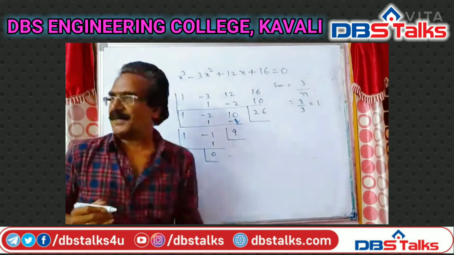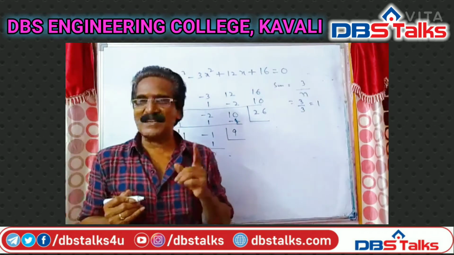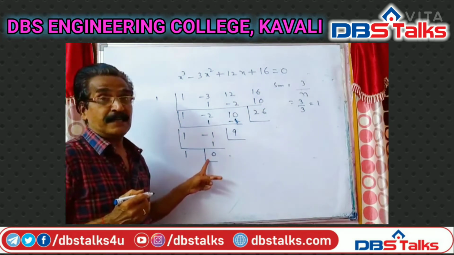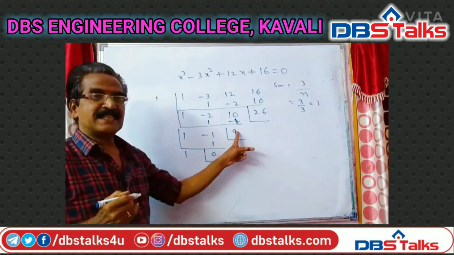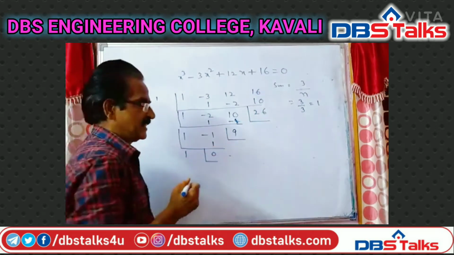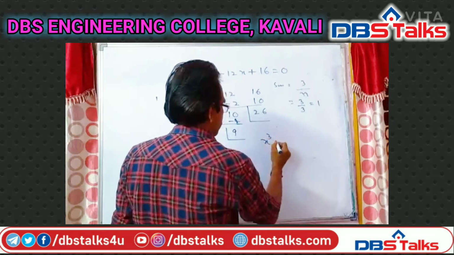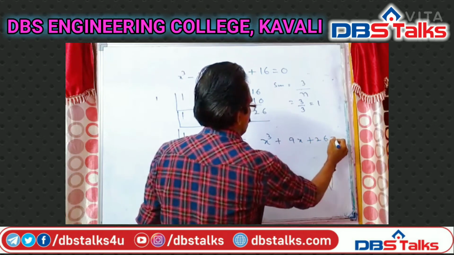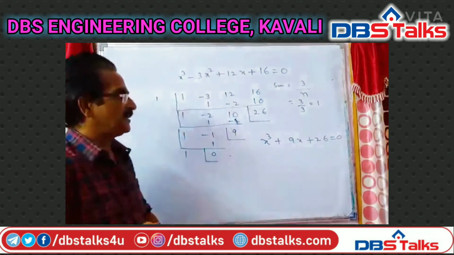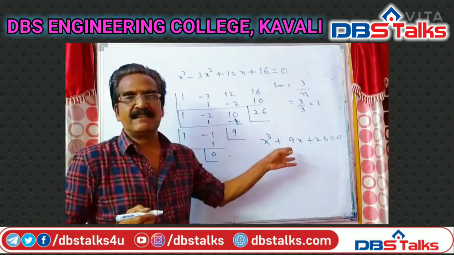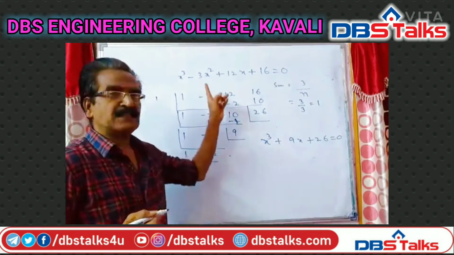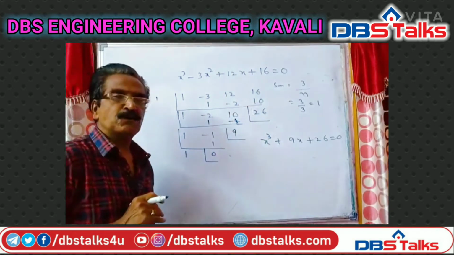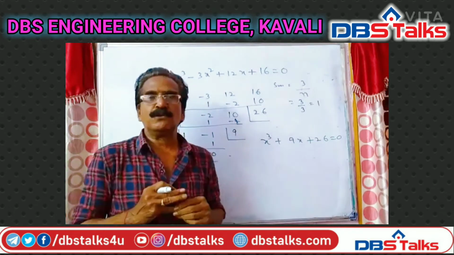Now what is the transformed equation, friends? X cube. Now the x square term is 0. X cube plus 9x plus 26 is equal to 0 is the transformed equation. In this equation we don't have the x square term. We removed the x square term.